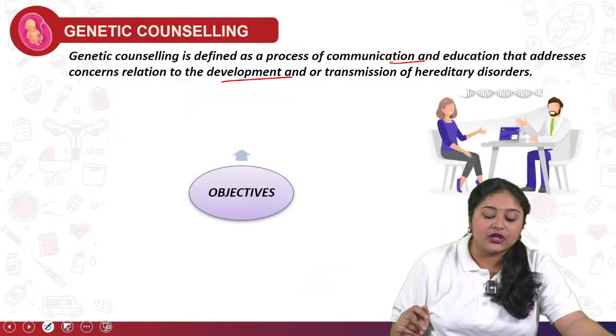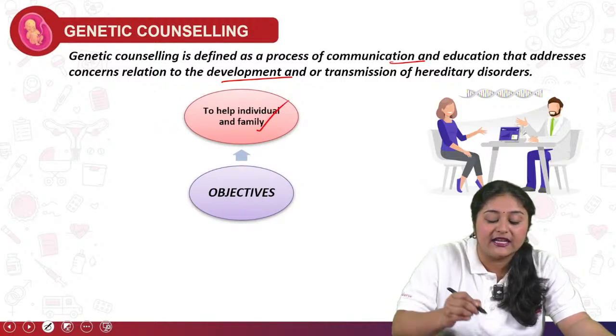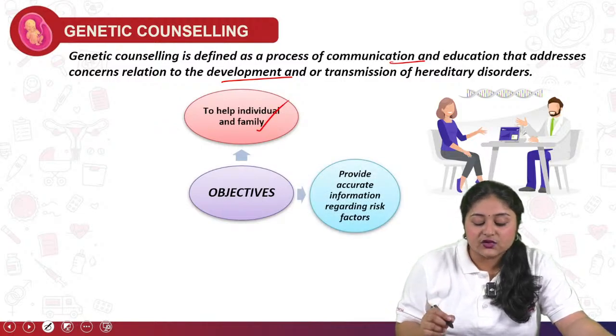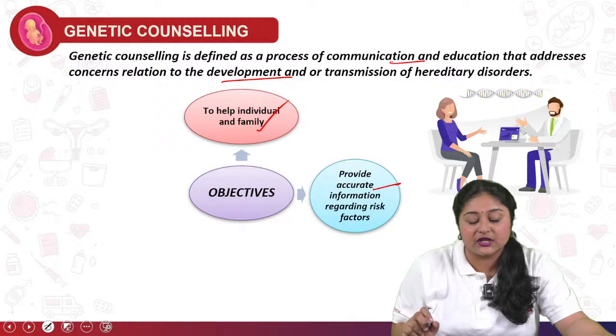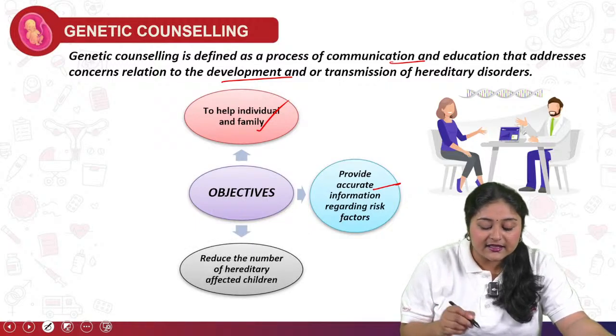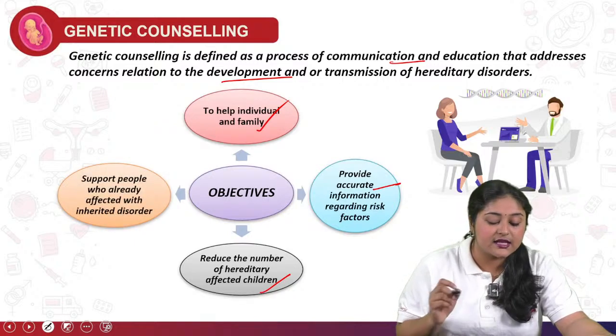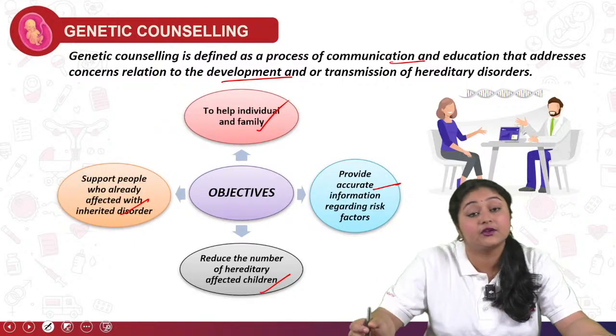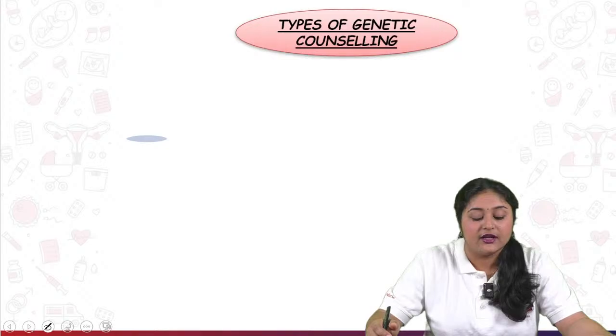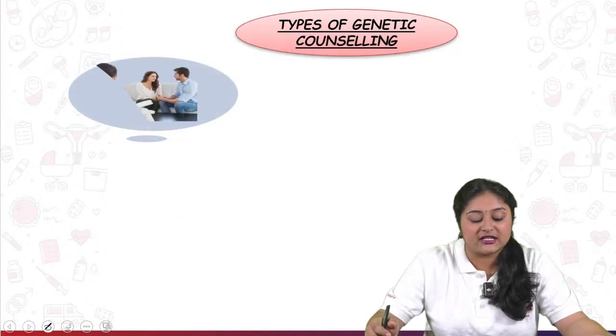Now come to the objectives. First is to help the individual and family. Next is to provide accurate information regarding the risk factors. Next is to reduce the number of children affected by hereditary disorders, and the last one is to support the people who are already affected with an inherited disorder. Now come to the types of genetic counseling.